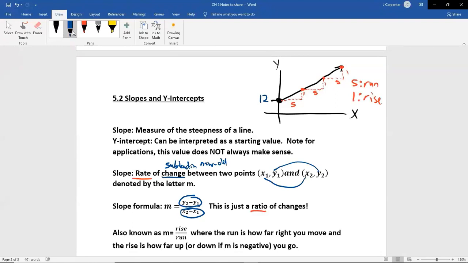A lot of people like to say, oh man, the slope formula, that's a pain to memorize because it's got these little numbers in there. It's a fraction, it's subtractions. What order do I do things? Do I do the x's on top, the y's on top? I don't know.